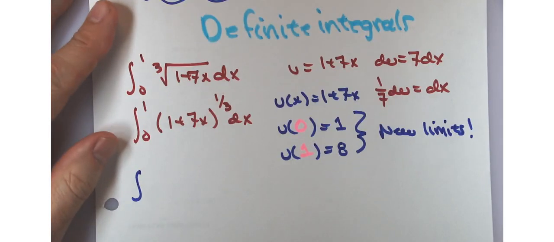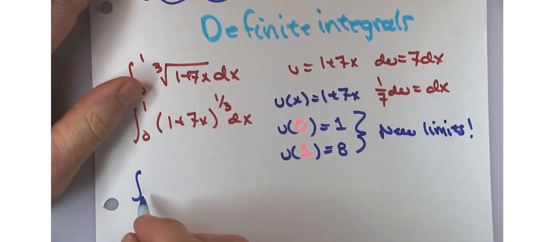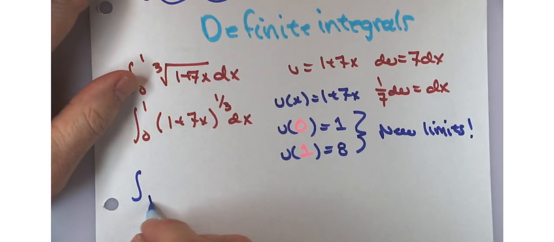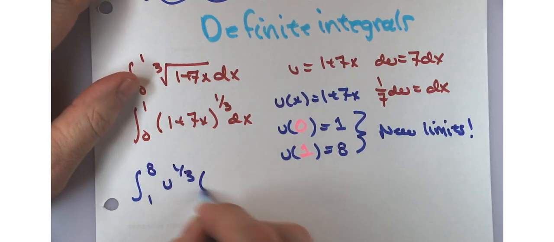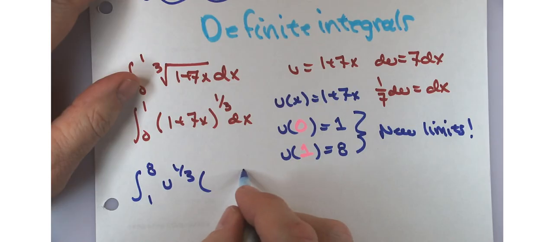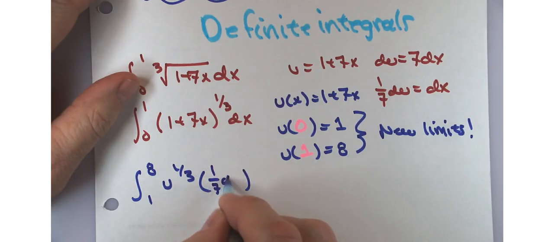Now I can go ahead and do this one. That's going to be the integral from 1 to 8 of u to the 1/3 times 1/7 du.